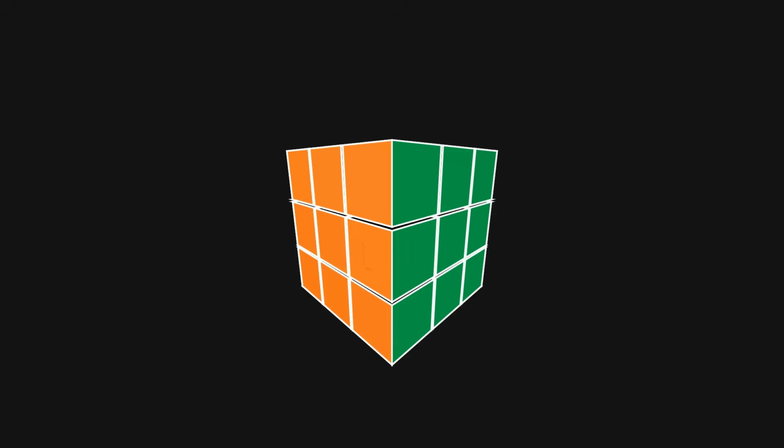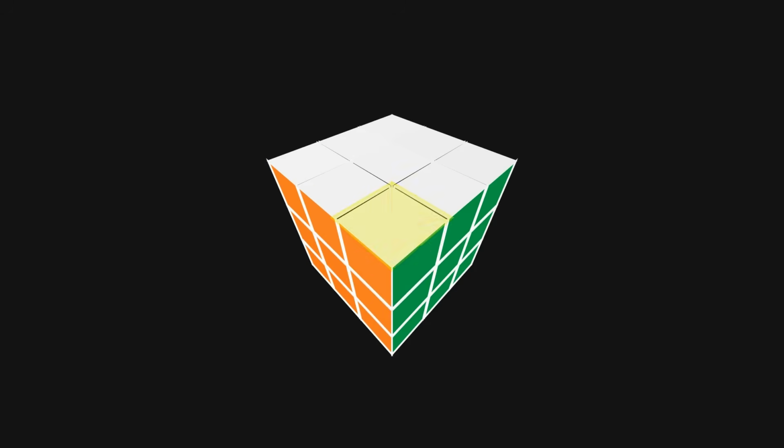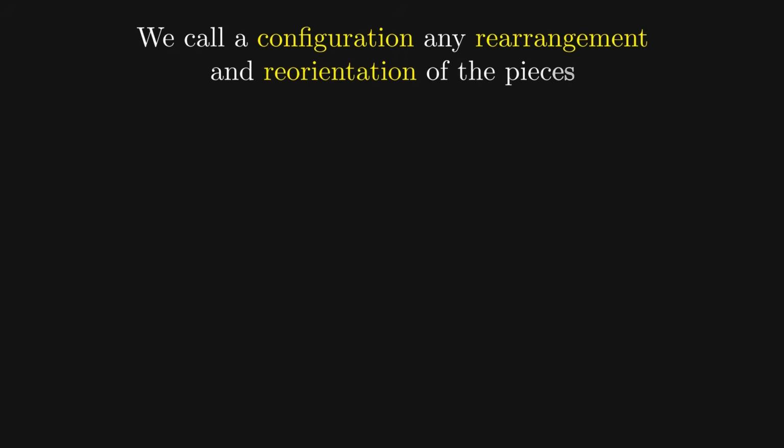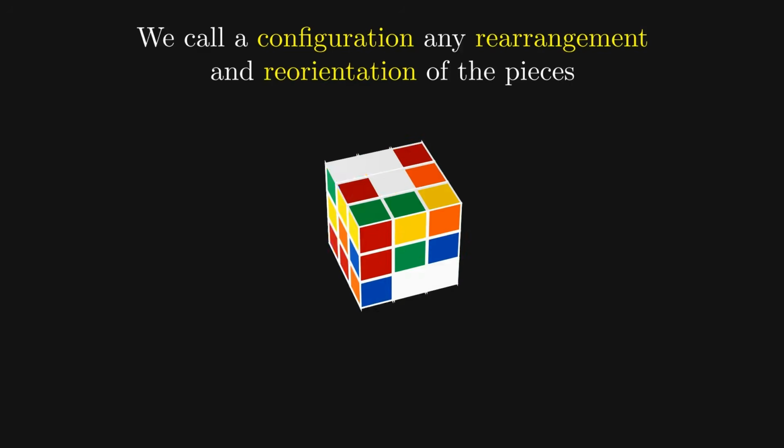Another useful convention is to give names to the space a piece occupies, which we call cubicles. A cubicle is named after the piece occupying it when the cube is in its solved state. Note that cubicles do not change position when applying moves to the cube. Applying this turn to the cube moves the DLF piece into the ULF cubicle. We call a configuration any rearrangement and reorientation of the cube's pieces.